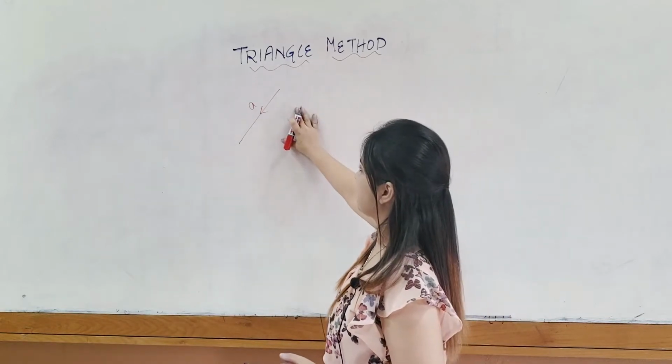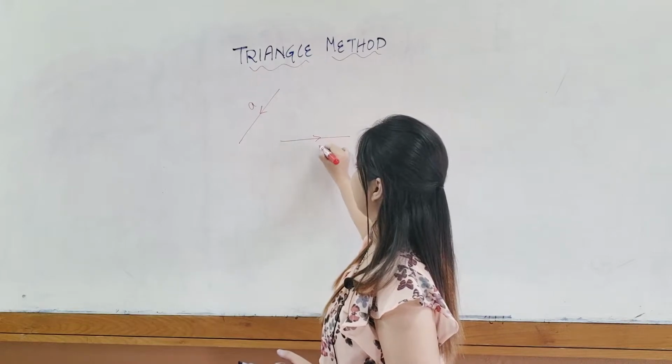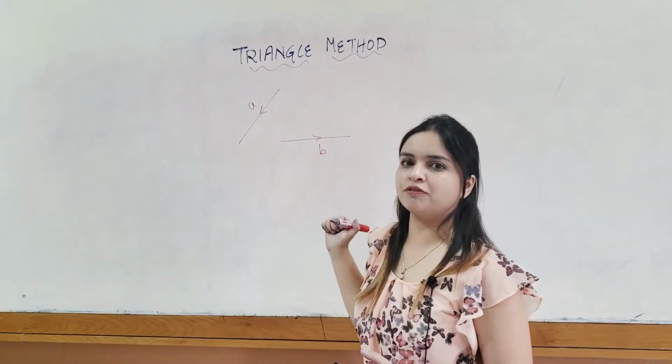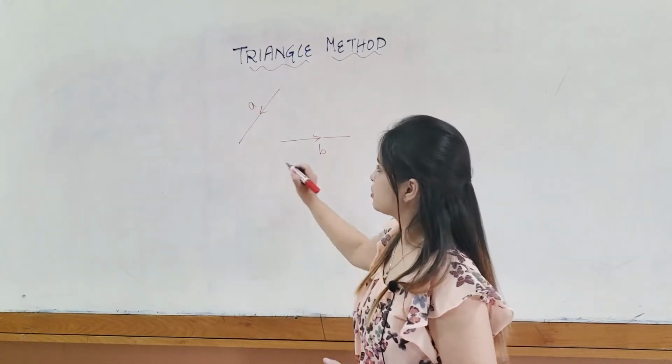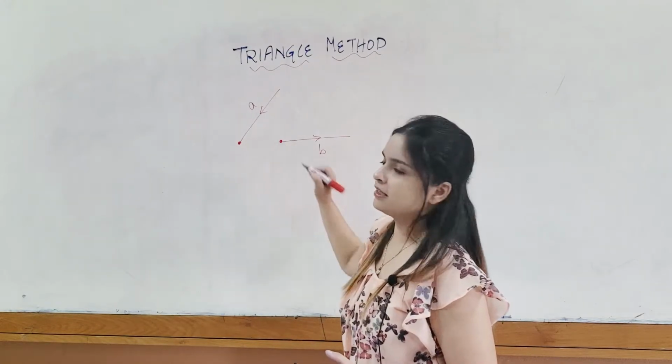Suppose another example says this is my vector A and this is my vector B. Again, I want to find the resultant of these two vectors. That means I need to add these two vectors. So, join this end and this end. Let's join.